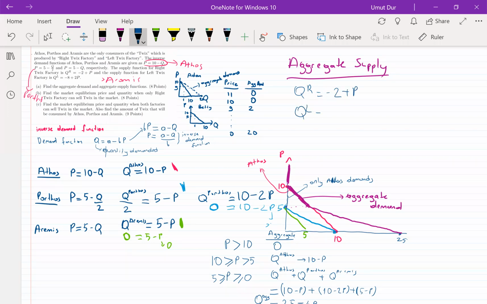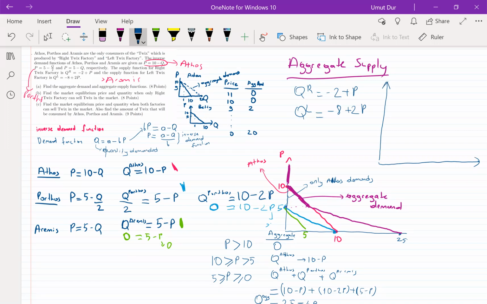And this is minus 8 plus 2p. But I need to draw the graph here to see at which points those graphs are intersecting with the vertical axis. They will not intersect with the horizontal axis, but I would like to see at which points they are intersecting with the vertical axis. So those will be our threshold prices.